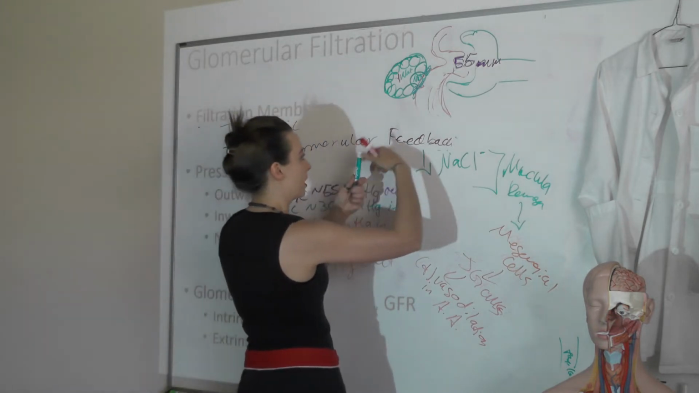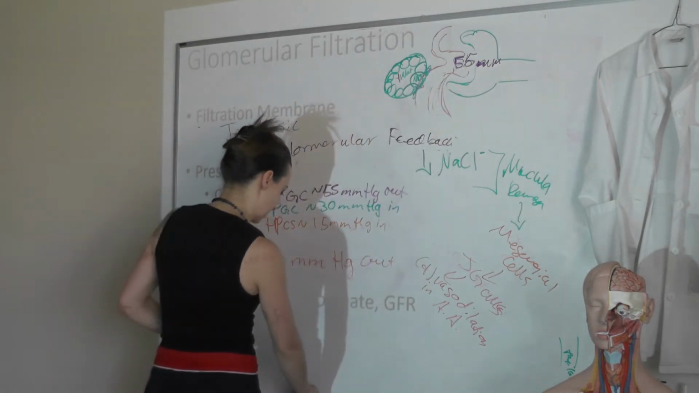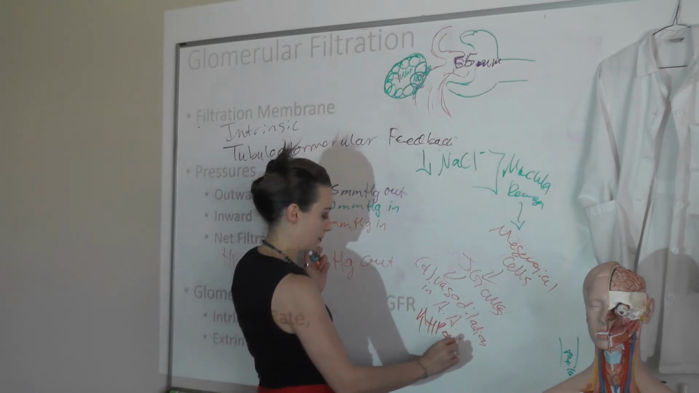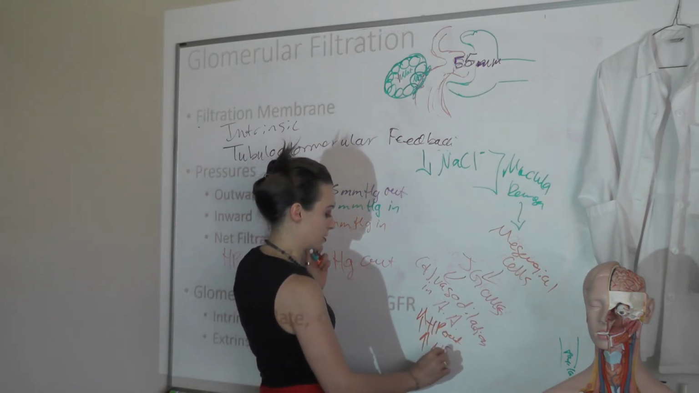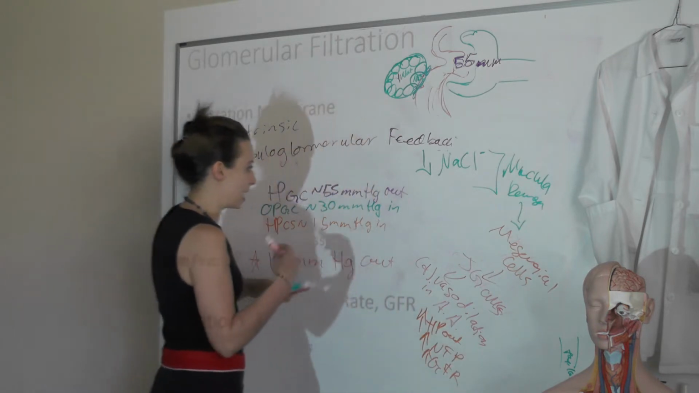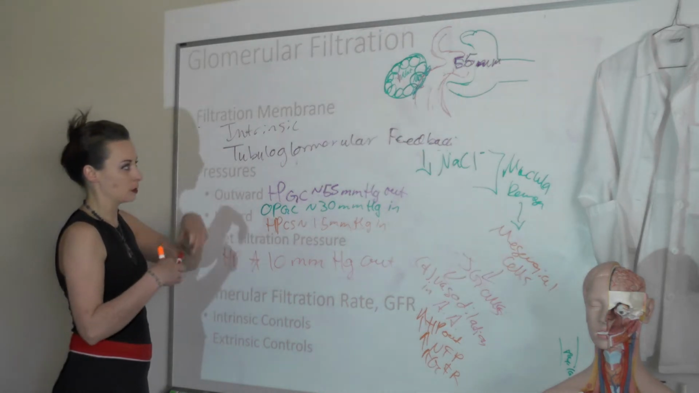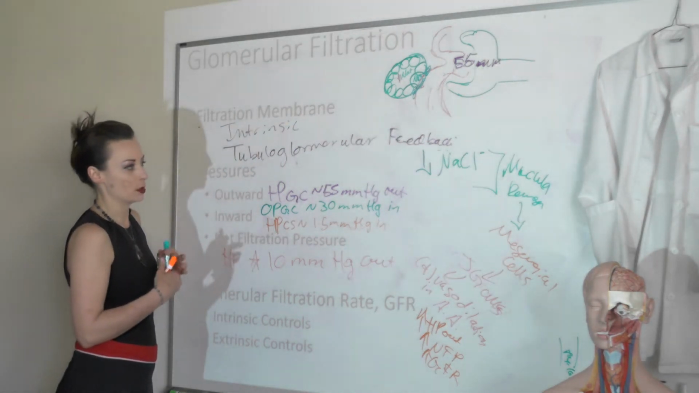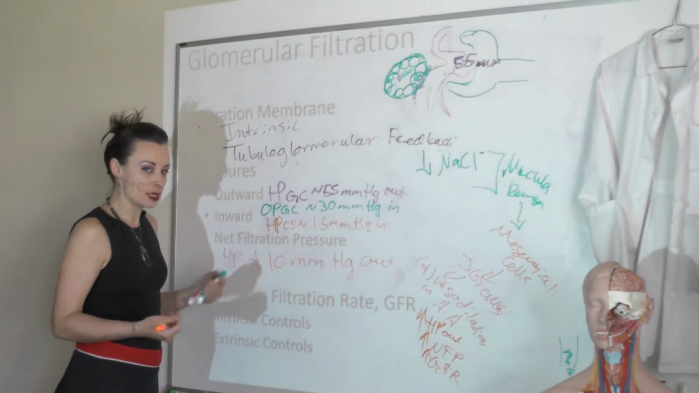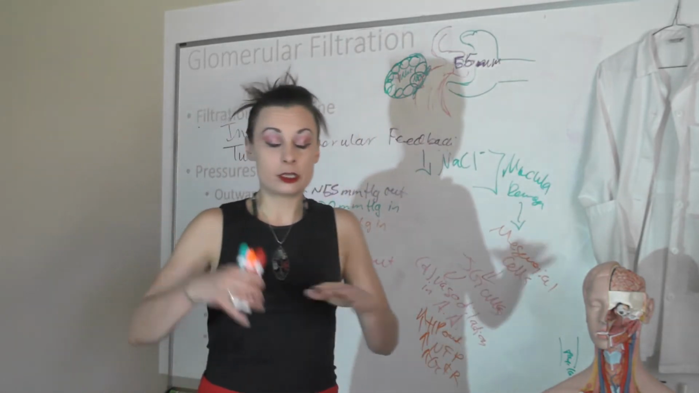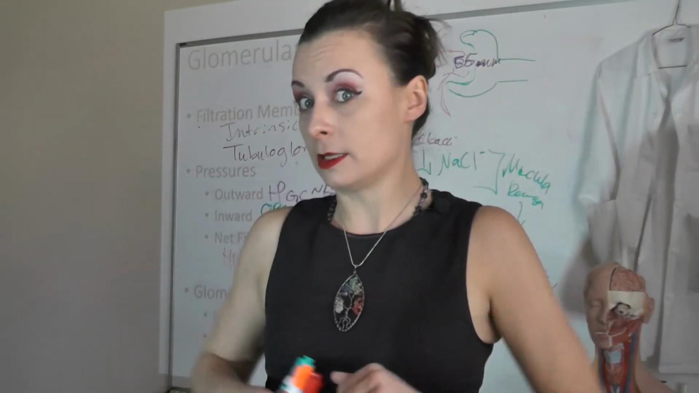So now I can increase my hydrostatic pressure. I'll increase my net filtration pressure. I'll increase my glomerular filtration rate. And now I can get more filtration going through here so I can reabsorb more sodium chloride. And I come back to homeostasis. All right, make sure you try and work that out in your mind because I know these feedback loops can get tricky.